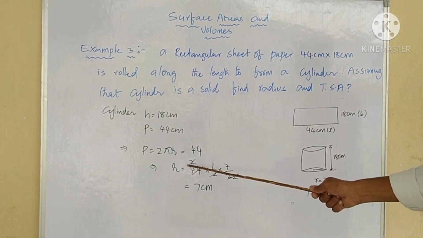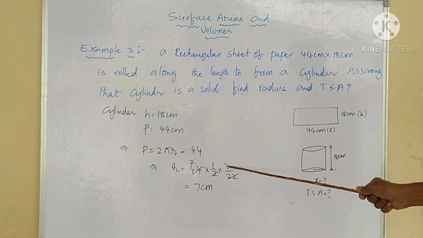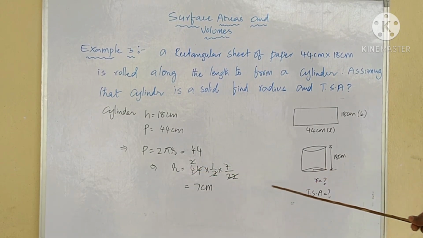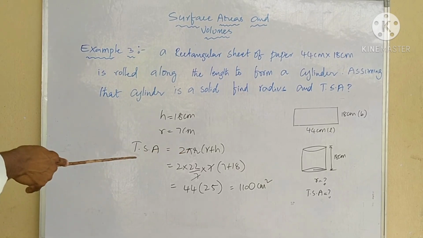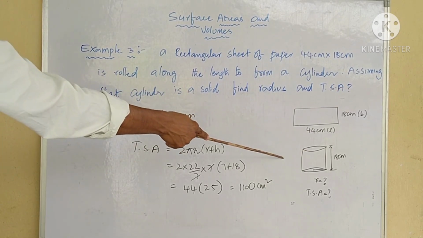Here 22 2s are 44, the 2 cancels, remaining 7 centimeters. The radius is 7 centimeters. Our next step is we have to find the total surface area of the cylinder.